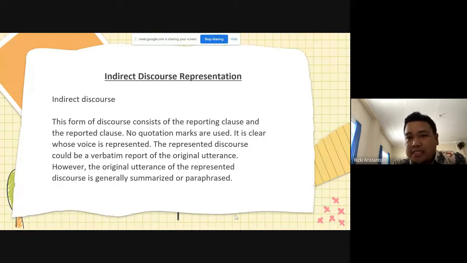So indirect discourse representation. This form of discourse consists of the reporting clause and the reported clause. No quotation marks are used. It is clear whose voice is represented. The represented discourse could be a verbatim report of the original utterance. However, the original utterance of the represented discourse is generally summarized or paraphrased. So one more, I just want to stress the main part of an indirect discourse. First, no quotation marks are used, and it is clear whose voice is represented. Okay. Next, please.